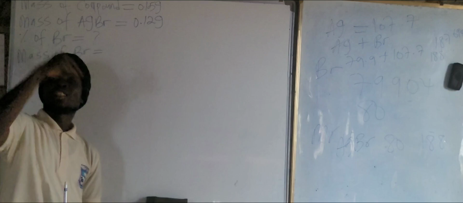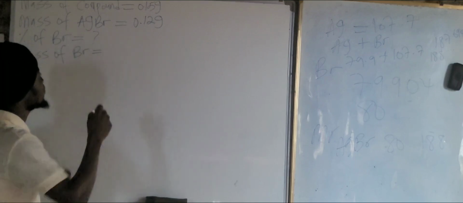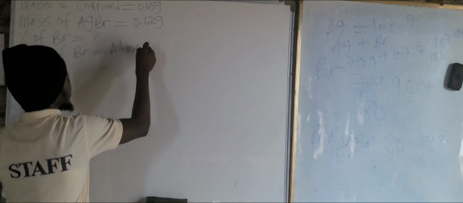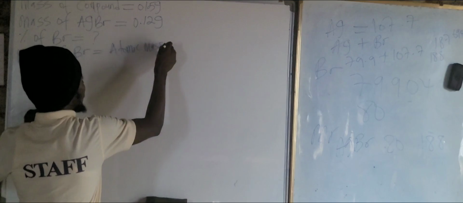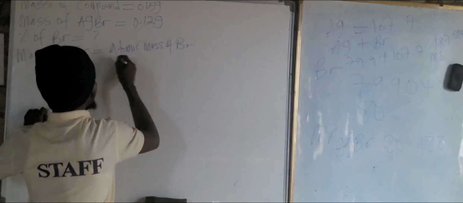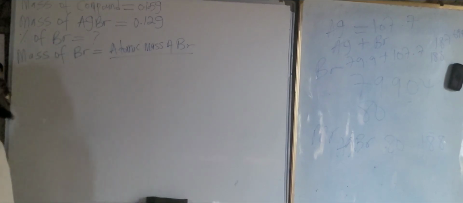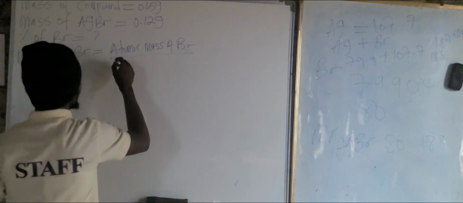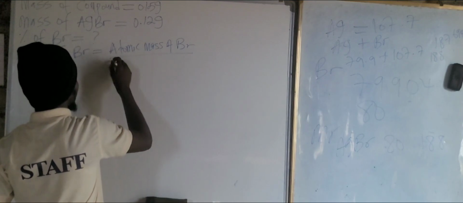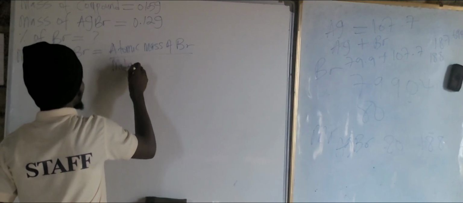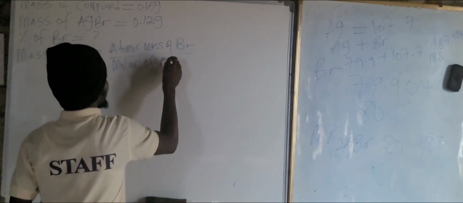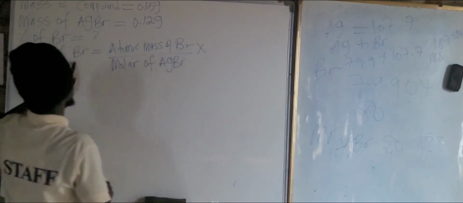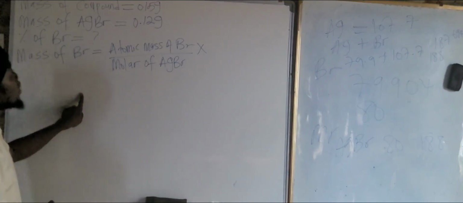That's the atomic mass of bromine. Next, we have the compound. You have the molecular mass, the molar mass of silver bromide, multiplied by what? What are we finding here? The mass of the compound.